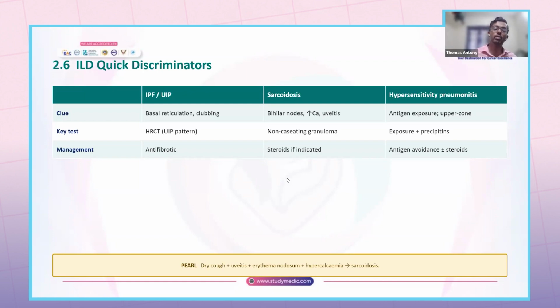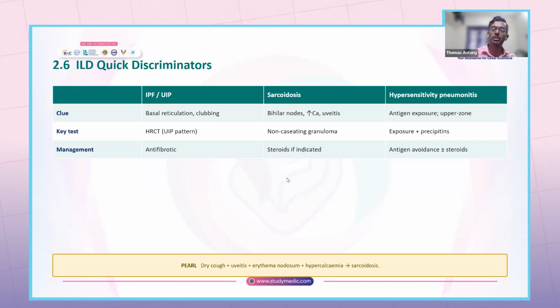The zones depend upon the chronicity. If it is acute, you will have lower lobe involvement with air trapping, ground glassing, and interlobular septal thickening. If it is upper zone involvement, then it is more of a chronic one. So what are the key tests? In IPF, almost always HRCT itself is enough. In case of a doubtful UIP pattern, you will have to go for a biopsy.